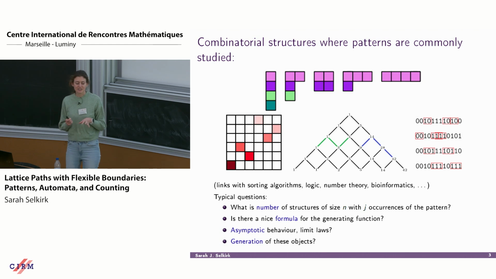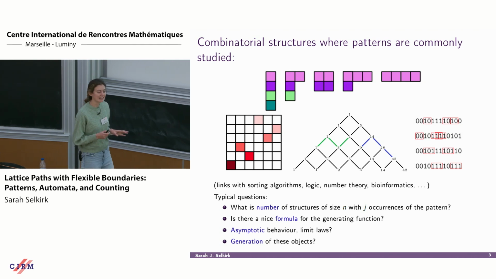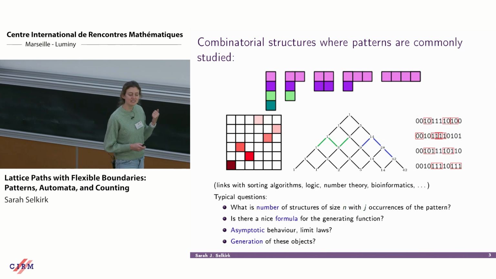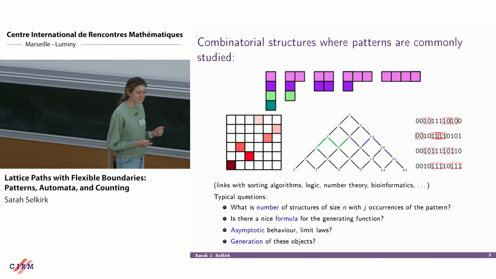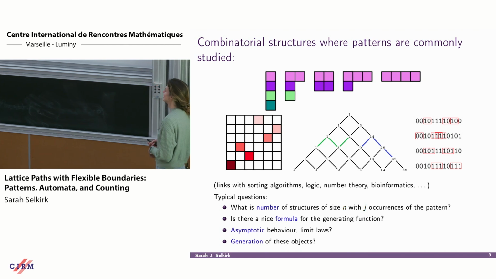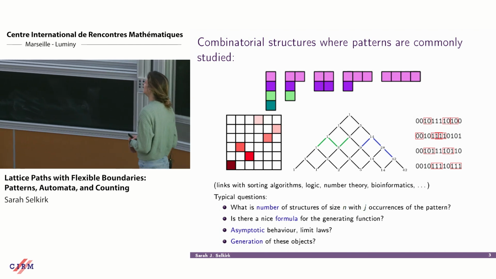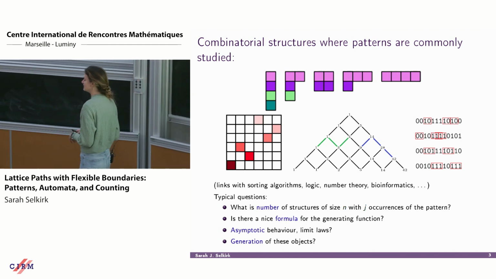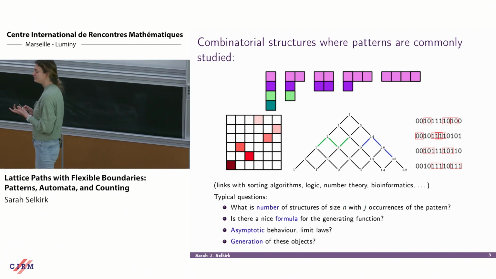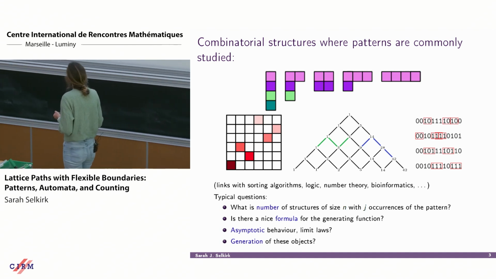Right, so in this community I probably don't need to motivate why we care about studying patterns in lattice paths or combinatorial objects. But in general, we study patterns in various different types of combinatorial objects, and typically we ask what is the number of structures of a given size which have a certain number of patterns occurring in them.